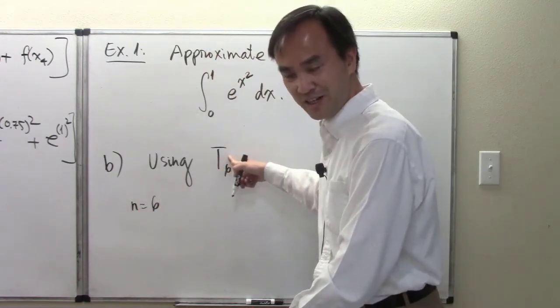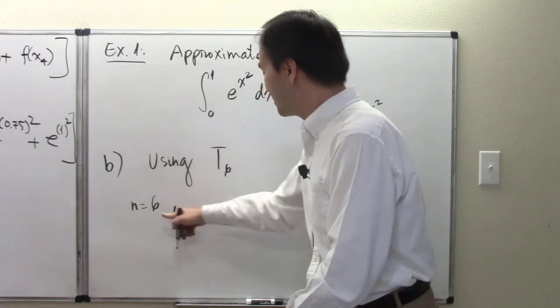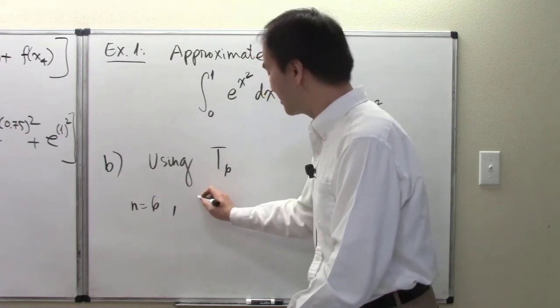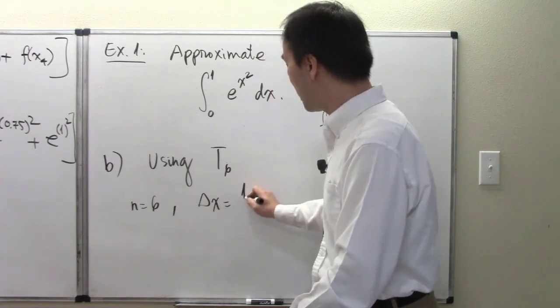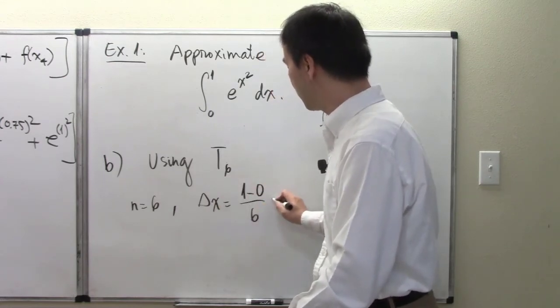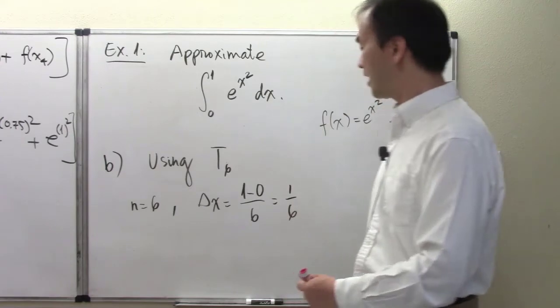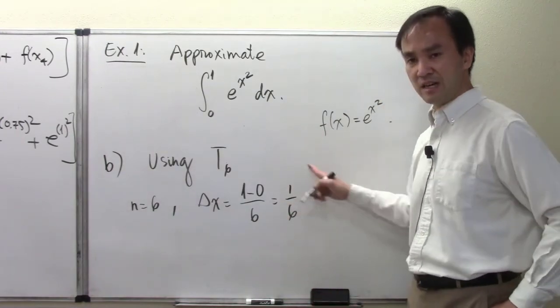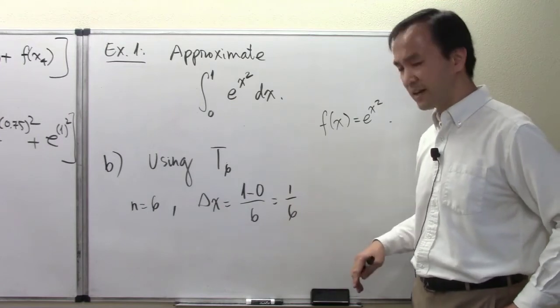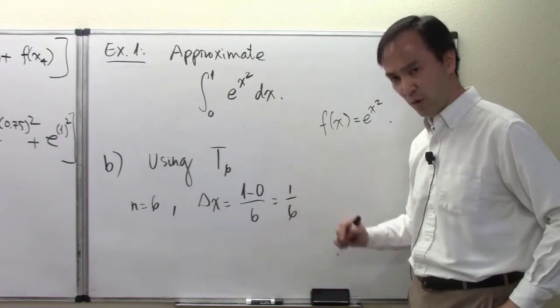Trapezoid method, okay, trapezoidal rule, 6 subintervals, and each of our delta x this time is going to be 1 minus 0, but over 6 right here, which is 1/6. So allow me to use a fraction here, because otherwise in decimal it's going to be a very lengthy, repeating decimal. So I like to write that as 1/6 here.